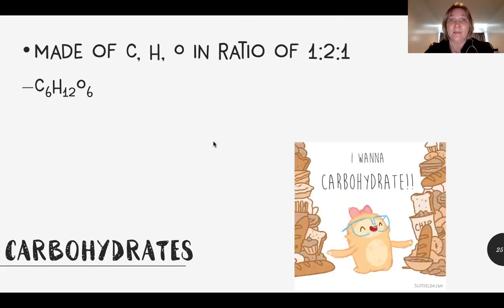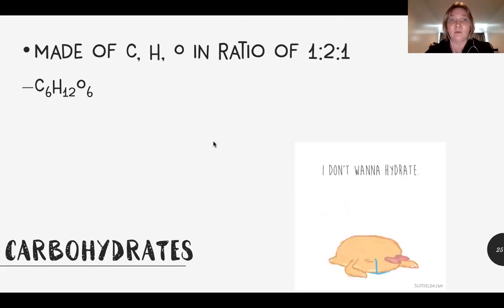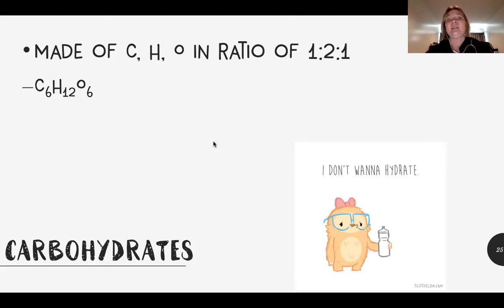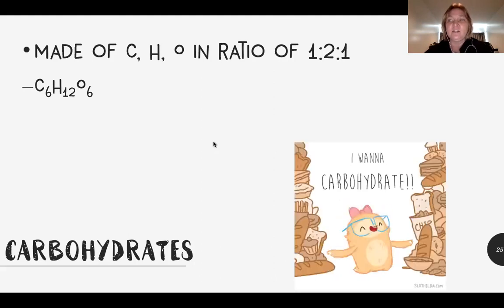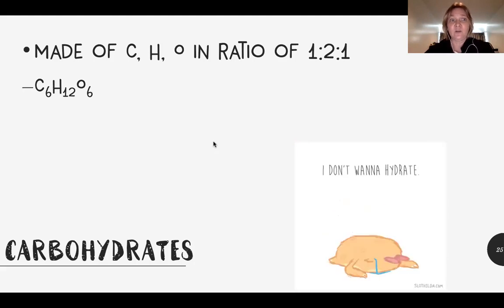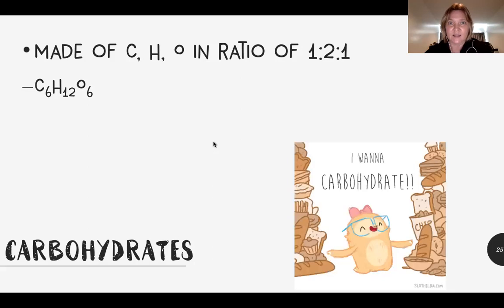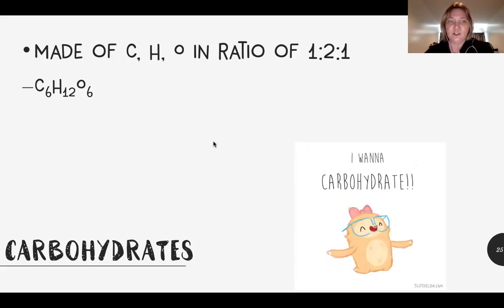Carbohydrates are made of only 3 elements, carbon, hydrogen, and oxygen, and they are in a ratio of 1 to 2 to 1. For example, the formula for glucose is C6H12O6, and you can see there if you break that down, it's 1 to 2 to 1.